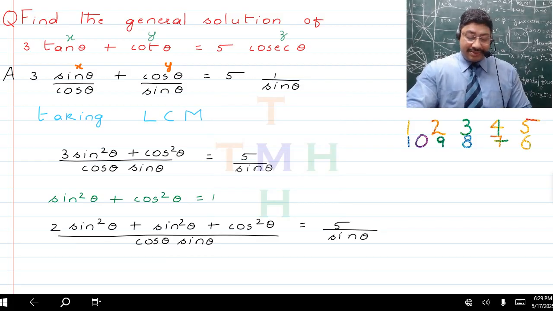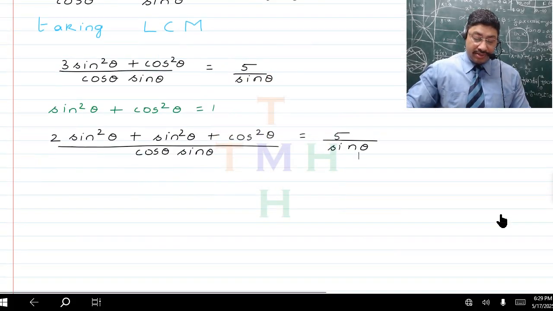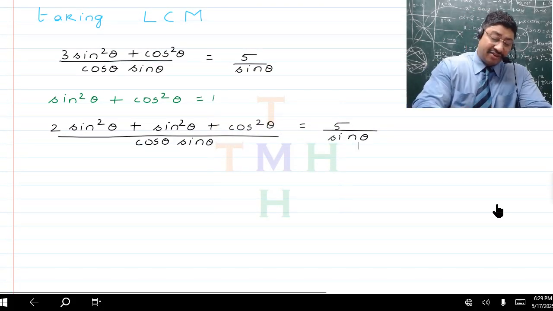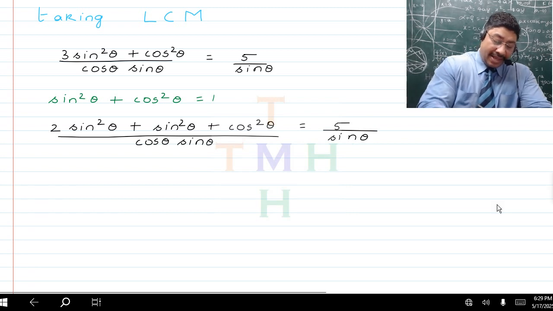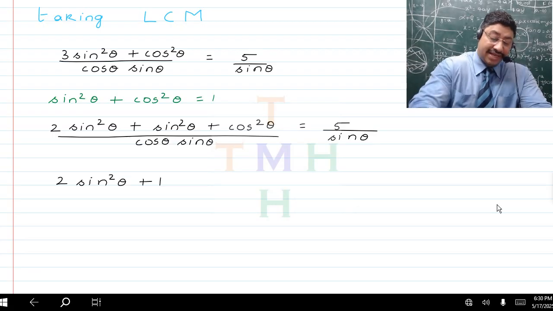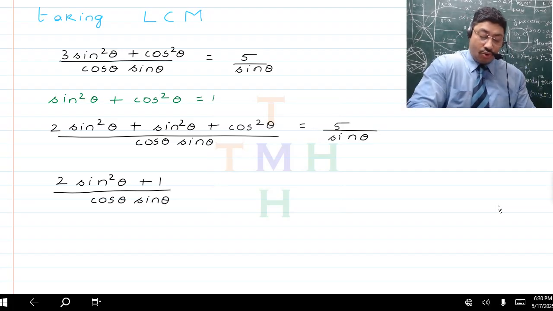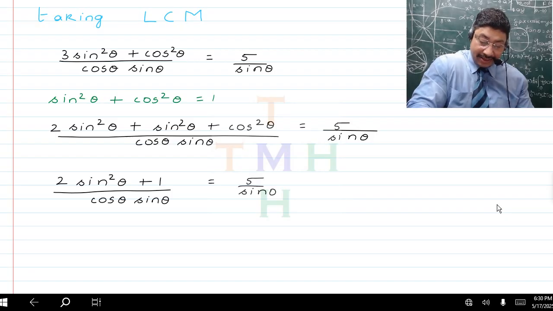So when this happens, then again sine square theta plus cos square theta can be written as 1, as you already know. So we will be replacing the value from the above equation, and thus we will have 2 sine square theta left out, and to that is going to be added 1, which is the value of sine square theta plus cos square theta, and that is going to be divided by cos theta sine theta, right? And then we also have this 5 upon sine theta on the right hand side.